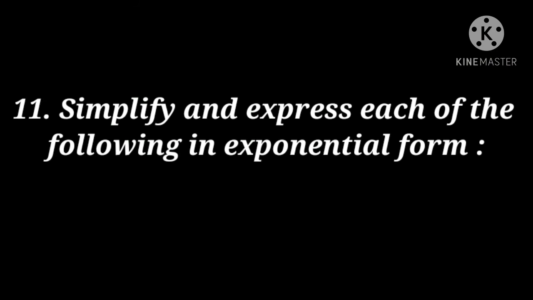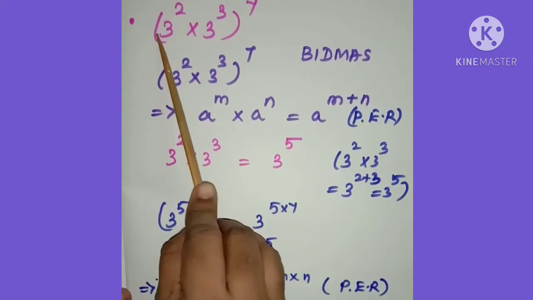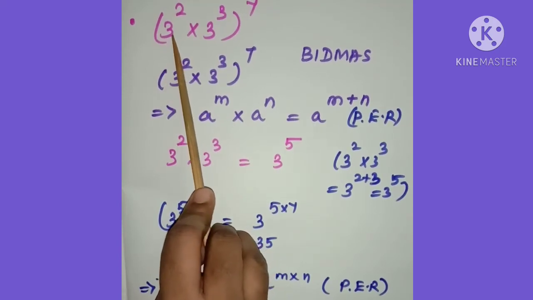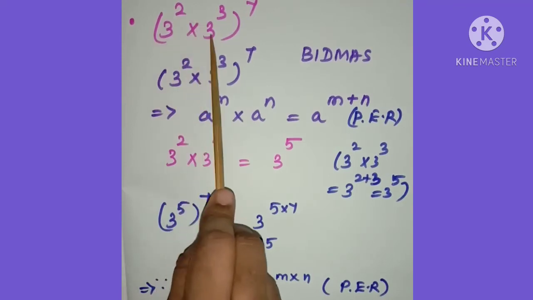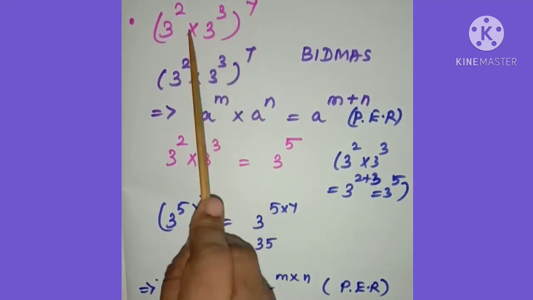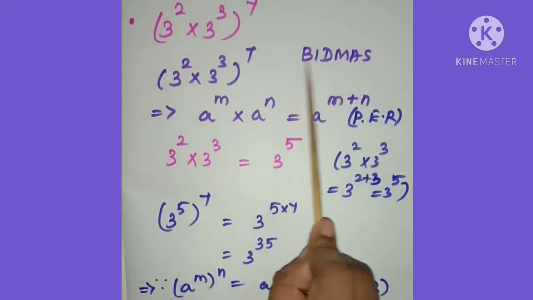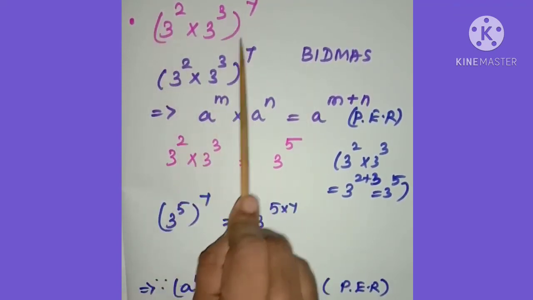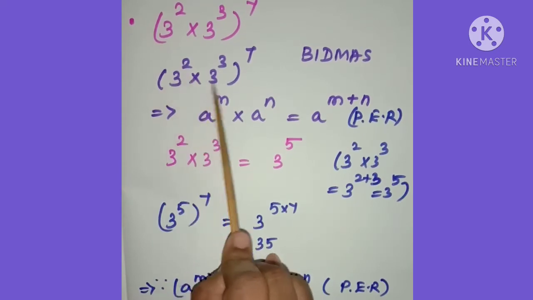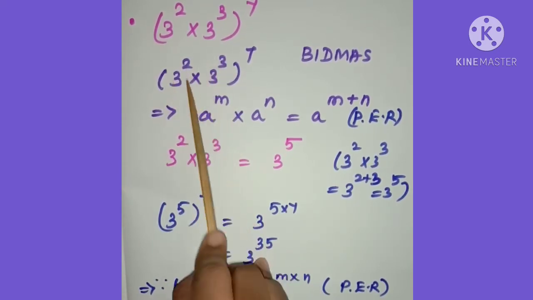11th problem. Simplify and express each of the following in exponential form. Students, simplify and express in exponential form the given expression: 3 square into 3 cube, the whole power 7. First we can use the BODMAS rule, that is, the calculation within the bracket is done first. So here the bracket is for the expression 3 square into 3 cube. So first we will do this.